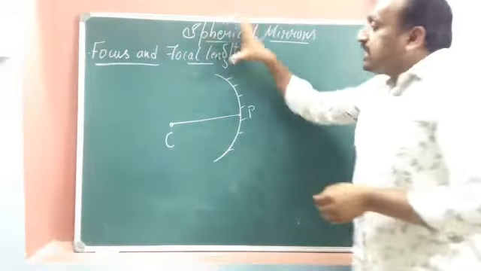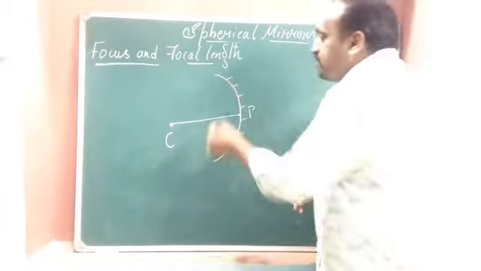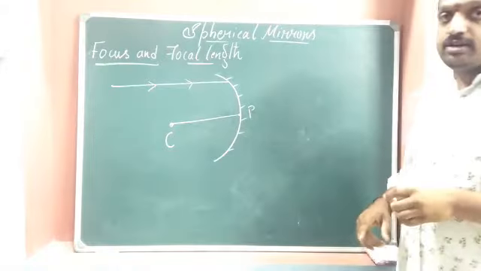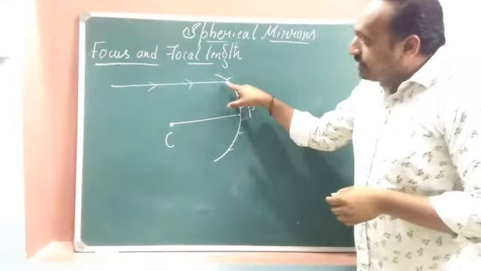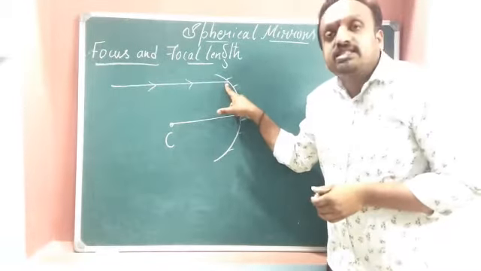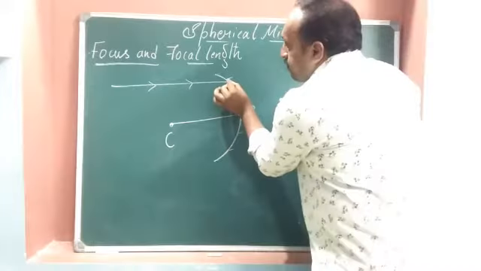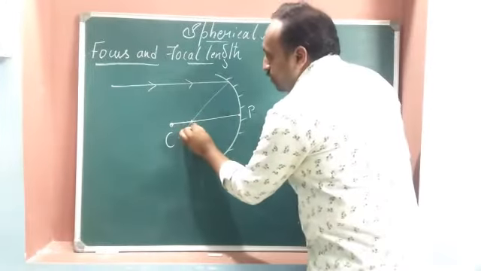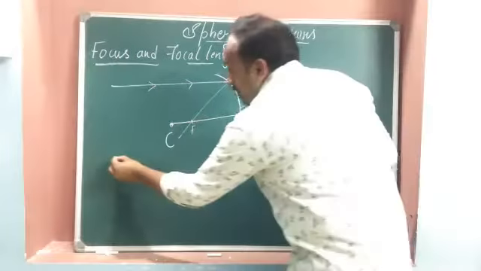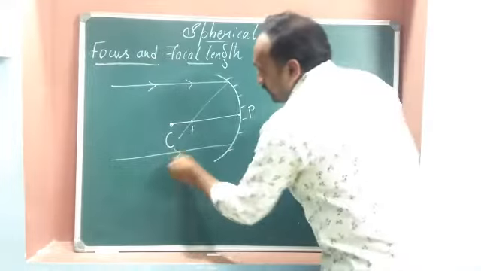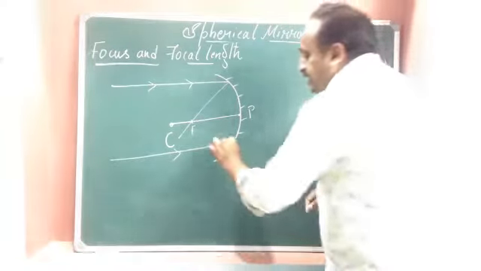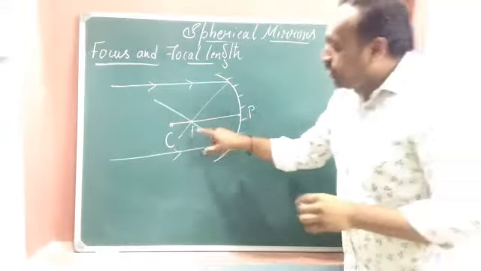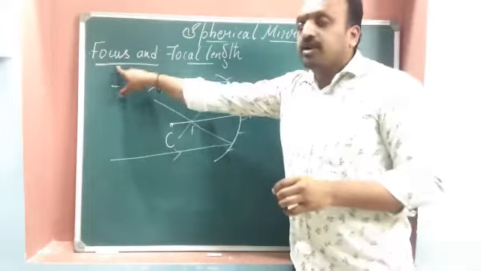Now let us study the concept of focus and focal length. See here, in a concave mirror, if the ray of light passes in this direction, after touching the reflecting surface, it bounces back and focuses to one point. Let me draw one more line like this. After reflecting, it bounces back and reaches one point. That point is called the focus.